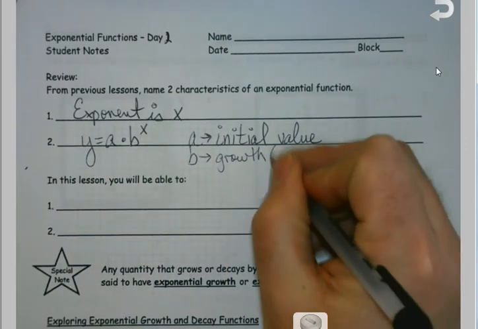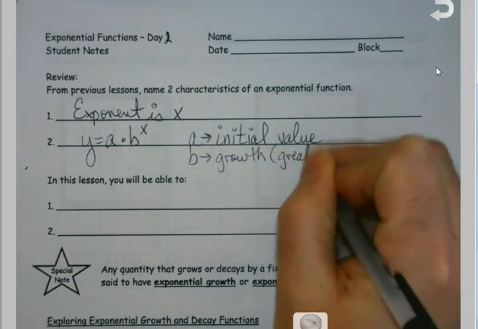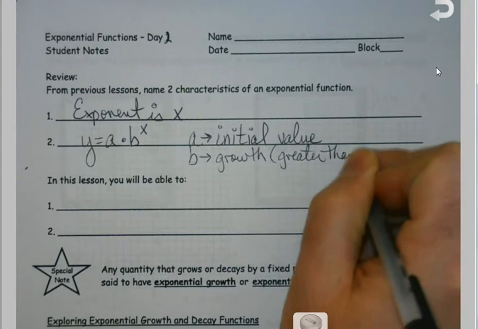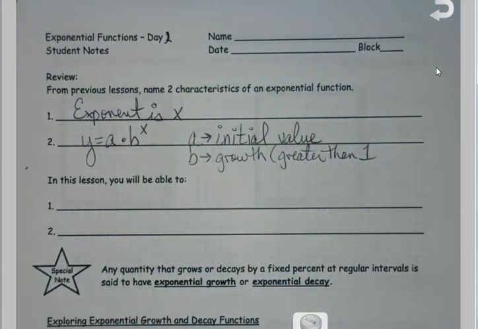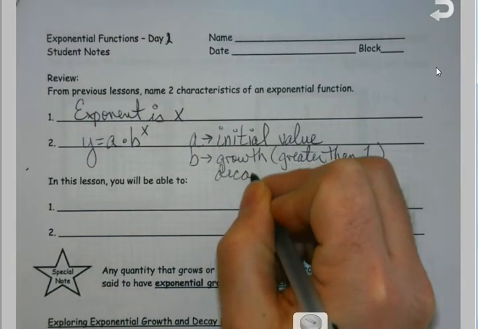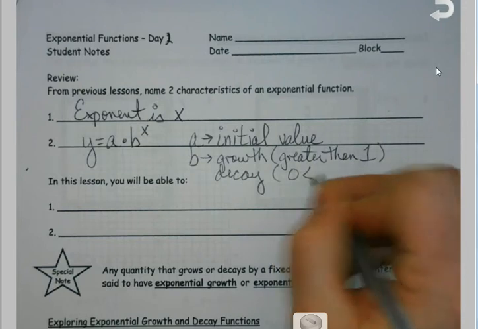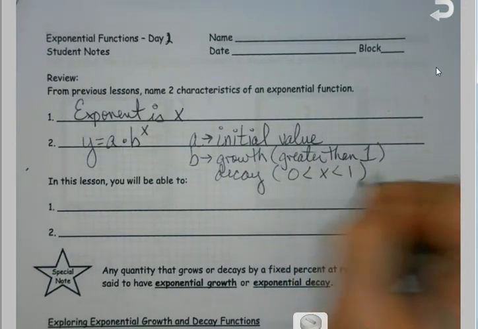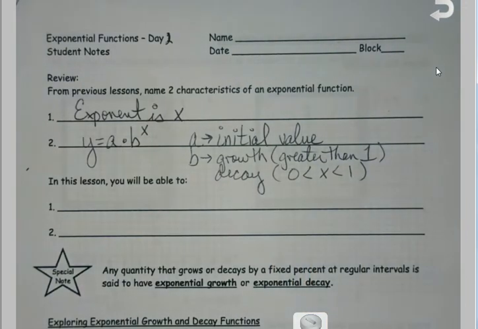So if that value is greater than 1, I mean, that could be anything from 1.1 to 10 to 100. I don't know. Anything that's bigger than 1 is going to be growth. And then decay would be anything that's between 0 and 1. We're not going to get negative values in there. So it's always going to be something from 0 on up. But if it's that fractional value between 0 and 1, it's going to go down from left to right. It's going to decrease in value.